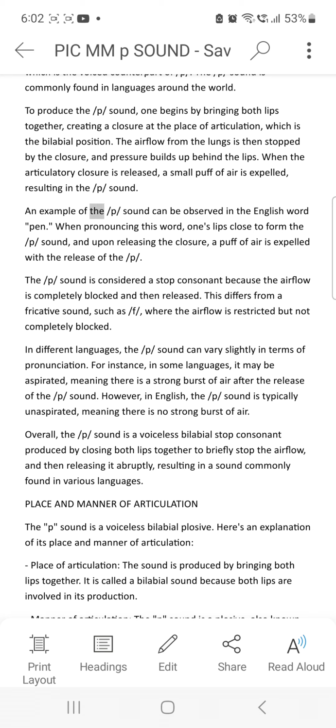An example of the p sound can be observed in the English word "pen." When pronouncing this word, one's lips close to form the p sound, and upon releasing the closure, a puff of air is expelled with the release of the p. The p sound is considered a stop consonant because the airflow is completely blocked and then released. This differs from a fricative sound, such as f, where the airflow is restricted but not completely blocked.